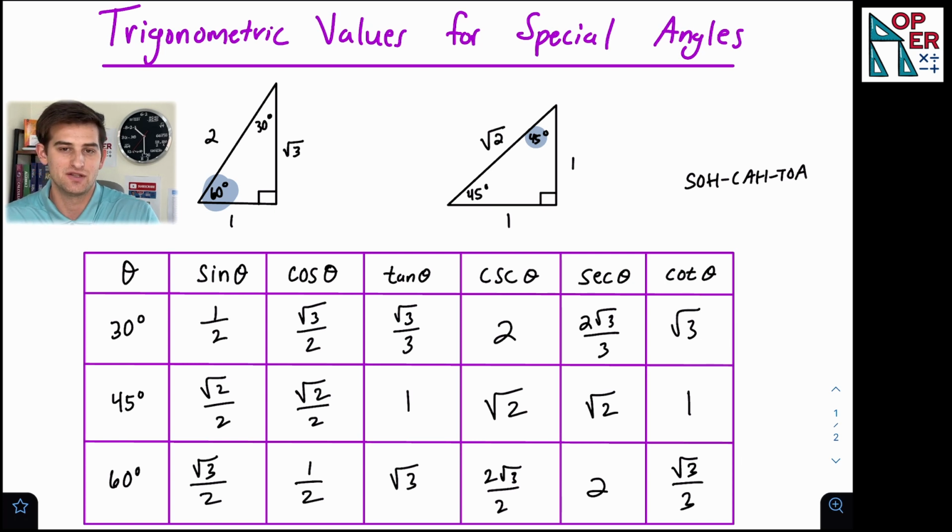Okay, so that's our table that we could fill out to help us find all 6 of our trig values for those special angles for our 30-60-90 right triangle, so 30 and 60 degrees, and also our 45-45-90 degrees, so our 45-degree angles.